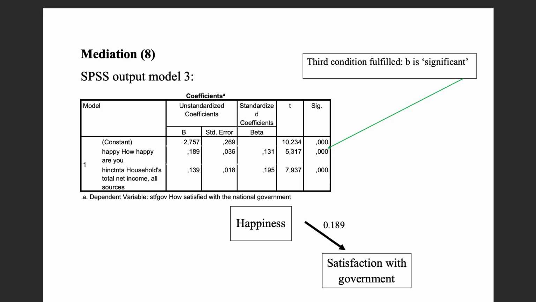So for every 1 point increase on the happiness scale, the predicted value on satisfaction with the national government increases by 0.189 points, adjusting for differences in income. And I also see that my income effect now has the value of 0.139. So the direct effect of income on satisfaction with the national government, adjusting for differences in the mediator happiness, is now 0.139. So for every 1 decimal increase in household income, the predicted value on satisfaction with government increases by 0.139 points, adjusting for differences in happiness.